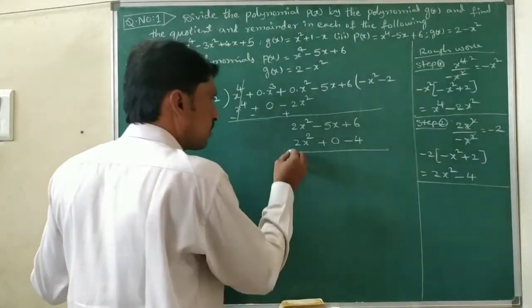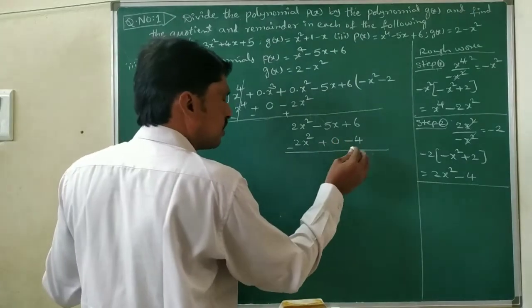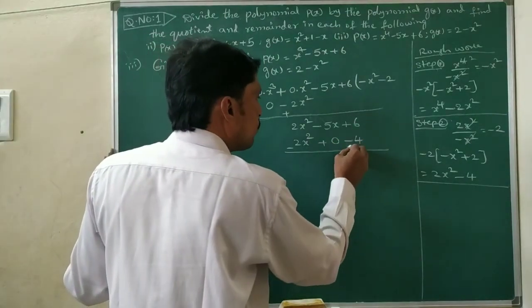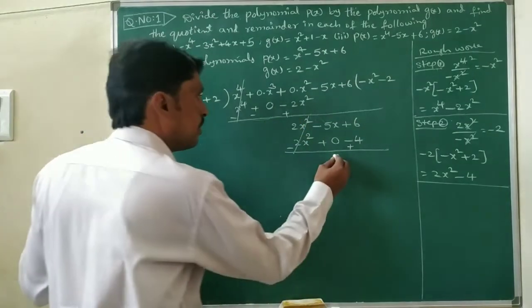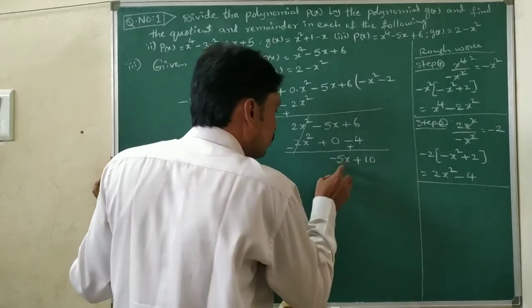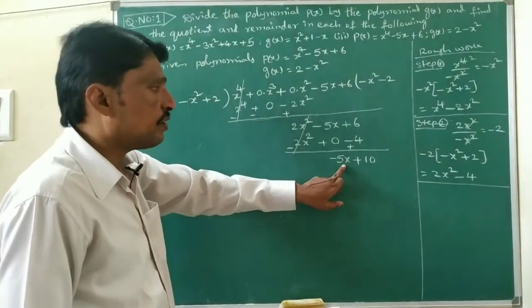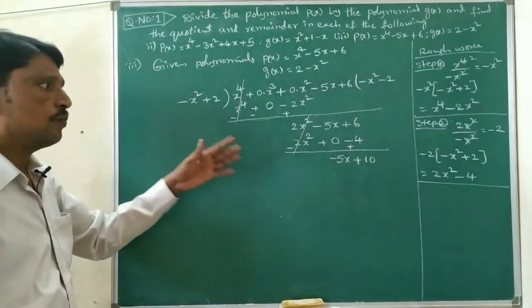Now we can change the signs. Here it is the plus means minus, here 0 nothing value, so here minus means plus. So plus 2x square minus 2x square get cancelled. Here it is minus 5x plus 10 we are getting. So here degree of this one you have to take it. So degree is 1. Here divisor degree is 2. Means we need to stop.